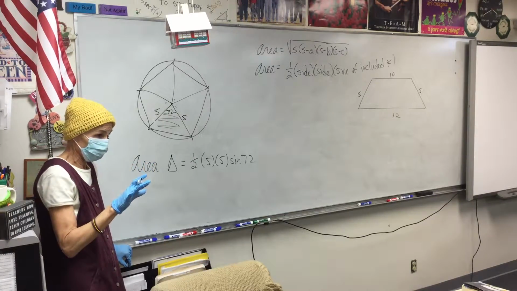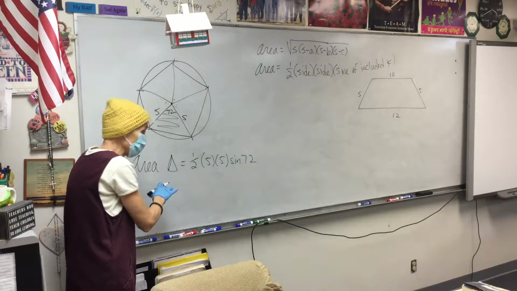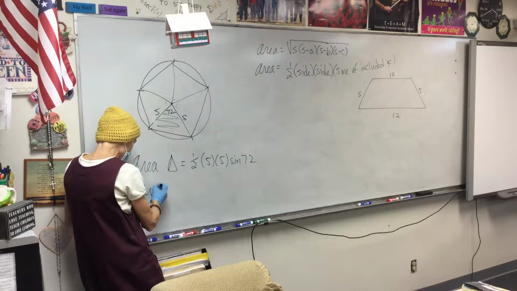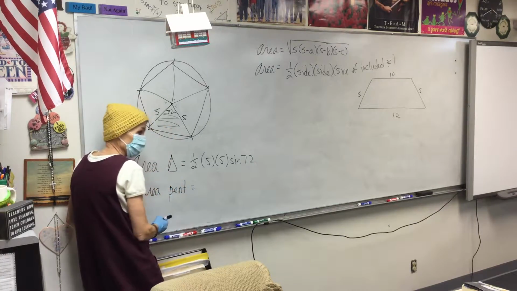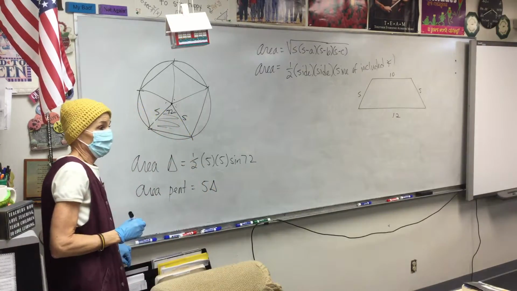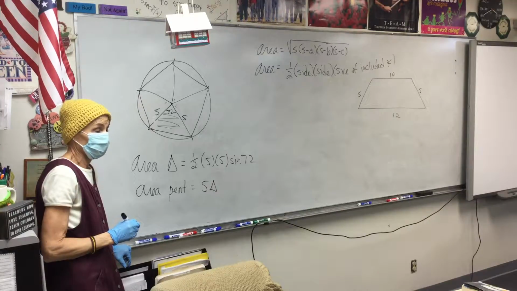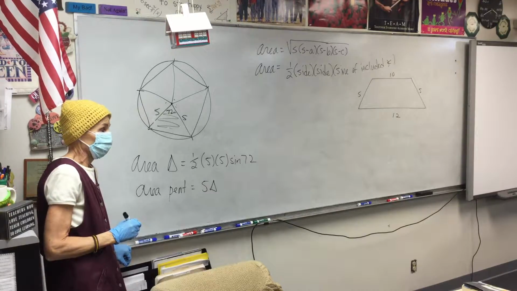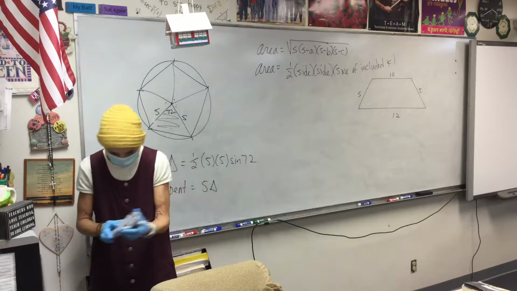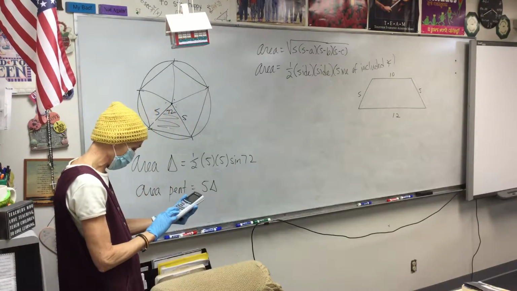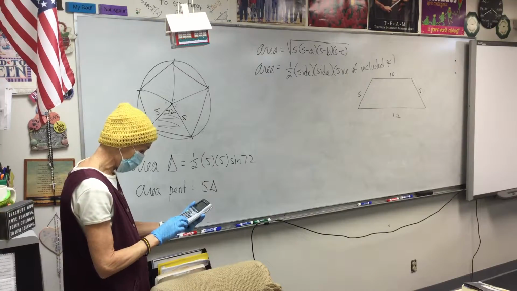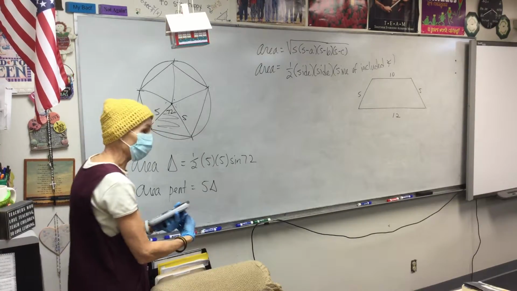Everybody good? That is not the answer though. Remember, that is just the area of this. So to get the pentagon, you're going to take this answer and multiply it by 5. All right, anybody have that answer? So we can make sure we're taking it in right. Total final answer? 59.44. Yep, I agree.